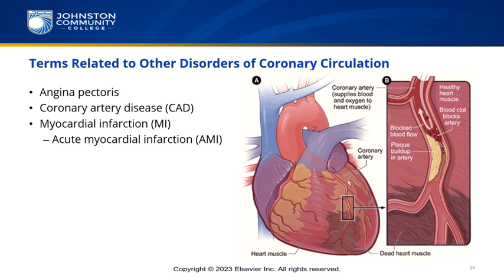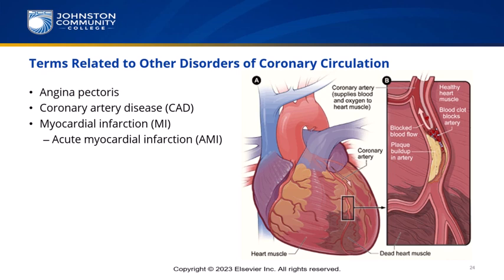Corono, again, remember, means heart or crown. This is the accumulation and hardening of plaque in the coronary arteries that eventually can deprive the heart muscle of oxygen, leading to angina. CAD is the leading cause of death in both sexes in the United States, accounting for 1/3 of all deaths each year.